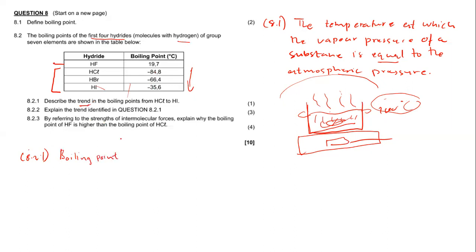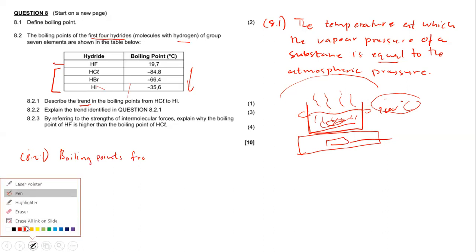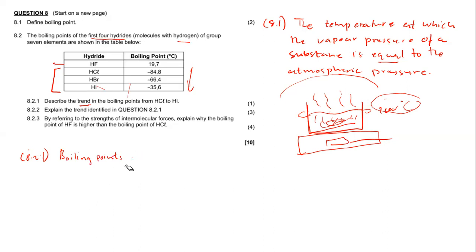The boiling point increases from HCl to HI. Then that will be your final answer. We are done. Answering that question is only 1 mark, and you don't need to complicate life over there. You just answer according to what you see. I hope that was clear.